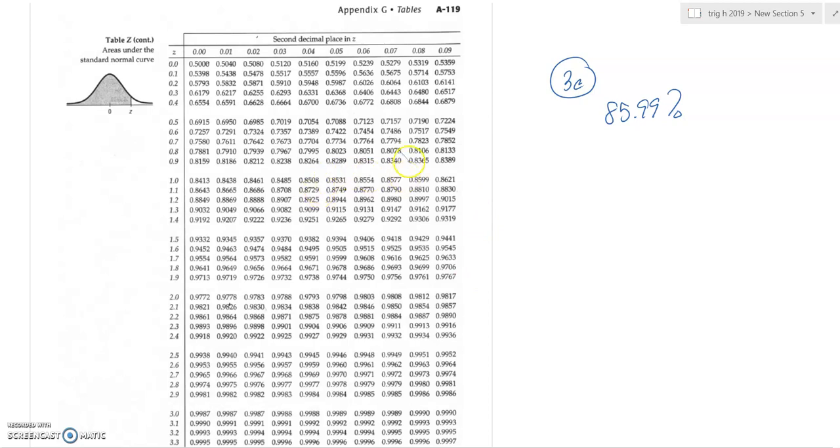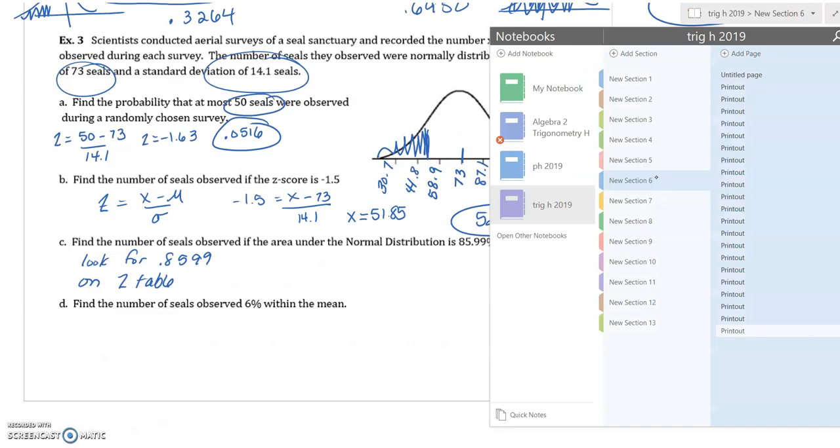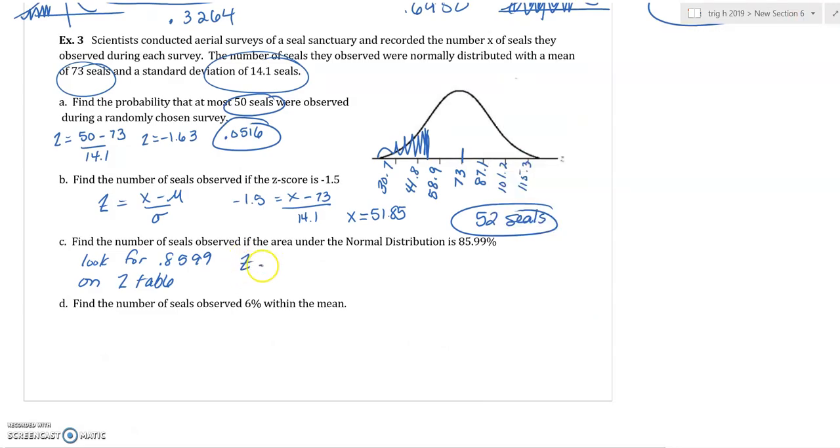So let's see, I'm looking right around here. It looks like 1.08. There we go. So the z-score associated with 85.99% is 1.08. So we can go back to our example here and notice that our z-score would be 1.08. So now we're trying to find that data value, the number of seals, which would be x. So go ahead and pause the video and give that a try.